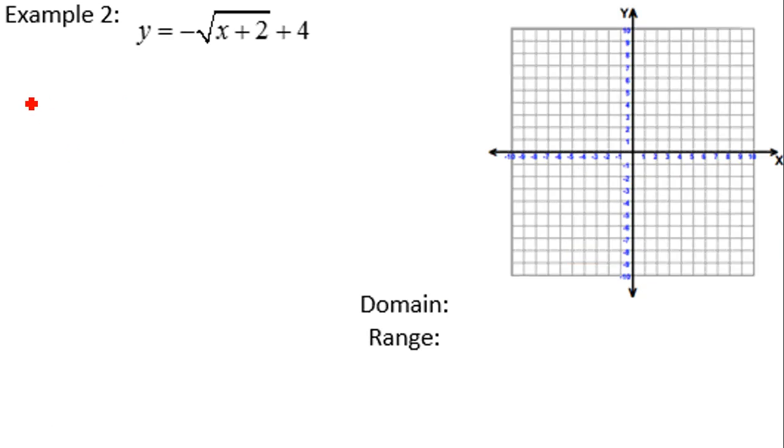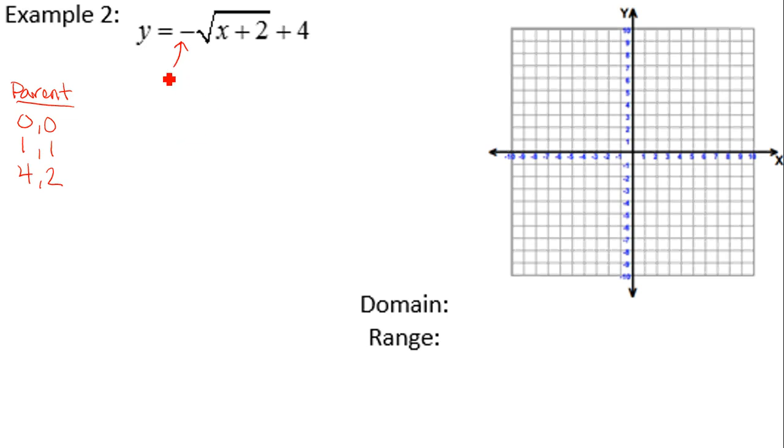Example 2, we're going to start the same way with the parent graph. Those are the points we're about to shift. We're about to make them move. 0, 0. What else was in there? 1, 1, and 4, 2. Now what's in front there? Is that a stretch, a shrink?